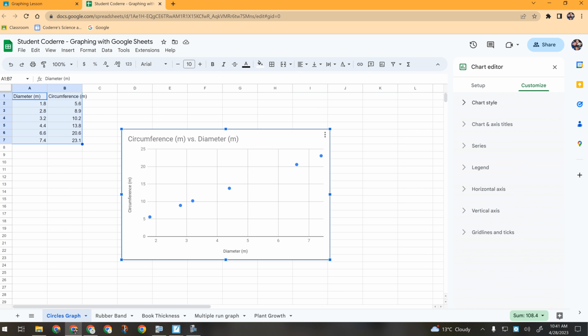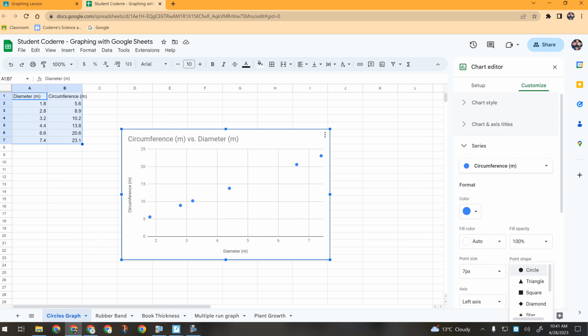Series is where we do the most work because this is dealing with our data points. If I click the drop down for series, it shows that I have circumference plotted as little blue dots. You can change that if you want. You can make them whatever shape you want: circles, triangles, diamonds, stars, squares, whatever. I'm just going to leave them as circles. I usually make them a little bit smaller, 2 pixels as opposed to 7, because I find 7 really big. Totally up to you though.